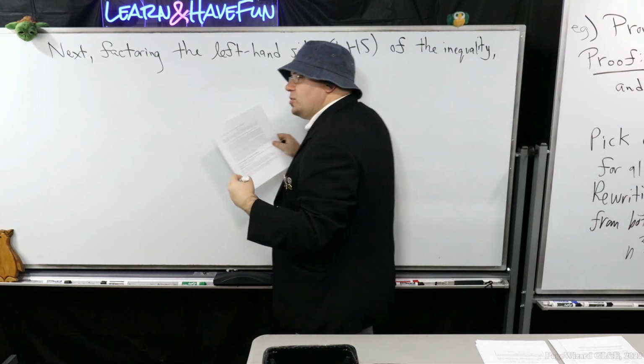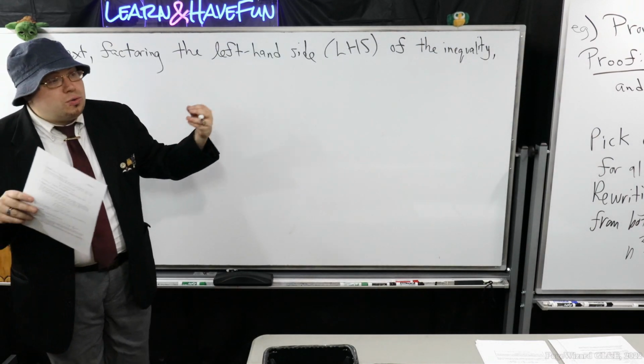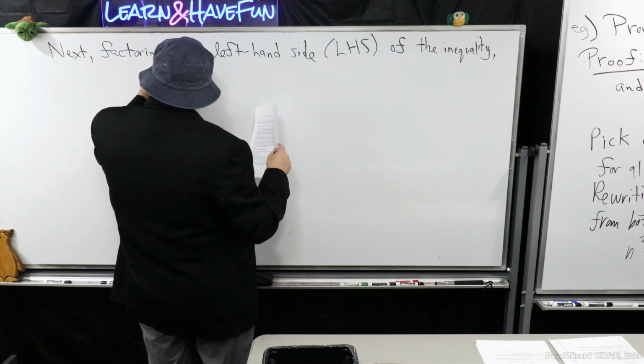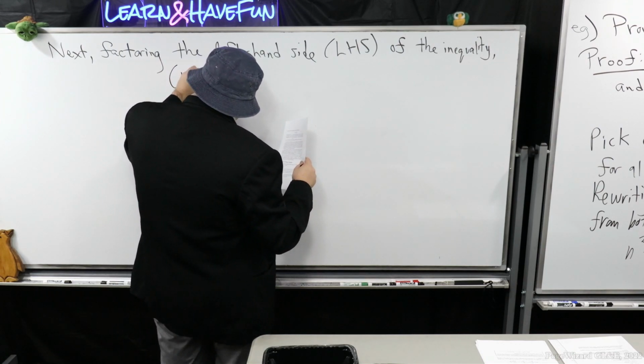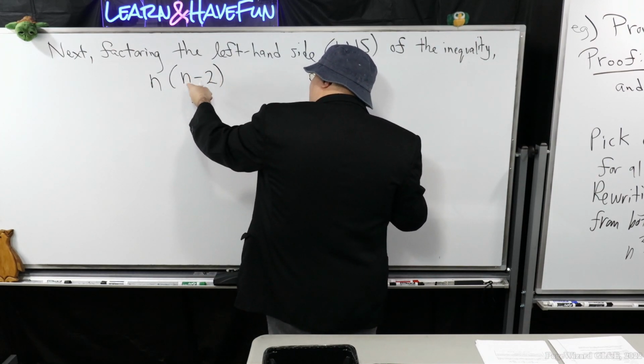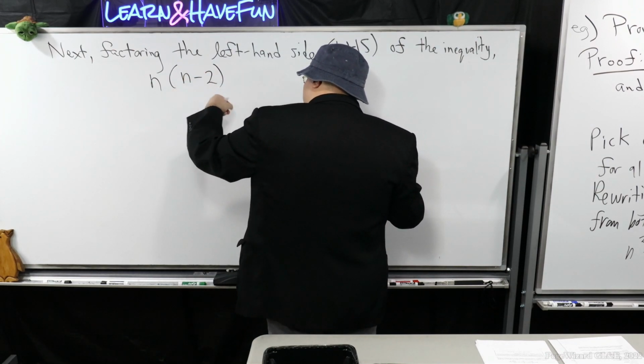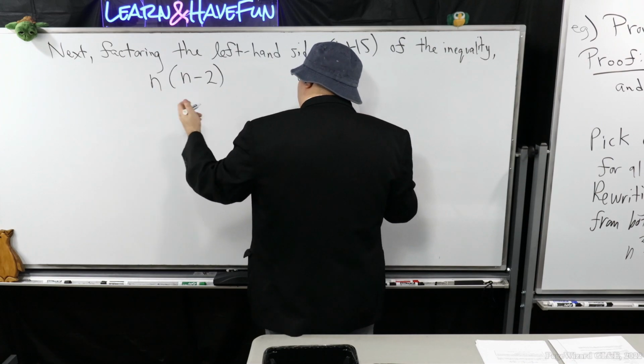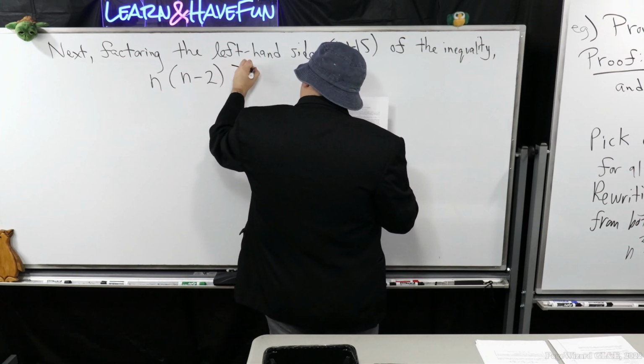Then that means, notice I had n squared minus 2n, right? So if I have n minus 2 and I multiply this by n, I get n squared minus 2n, right? That's the same thing as me writing n squared minus 2n. And the right-hand side was 3, right?